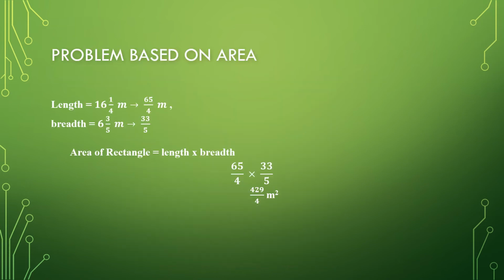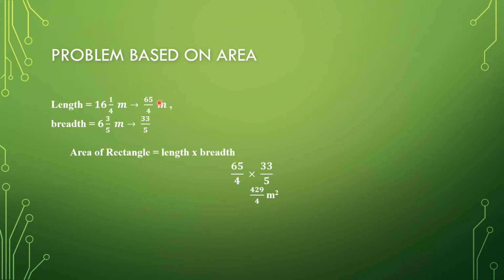Coming to the next problem based on area. If in the question the dimensions of a rectangle are given and they are asking you to find the area of the rectangle, as we know, area of a rectangle is length into breadth. So dimensions are given here. You can see length is 16 whole 1 upon 4. Breadth is 6 whole 3 upon 5.